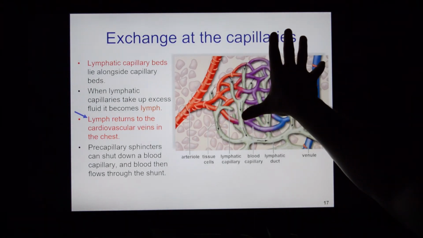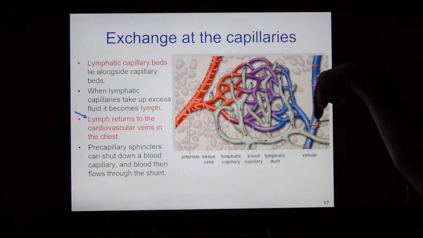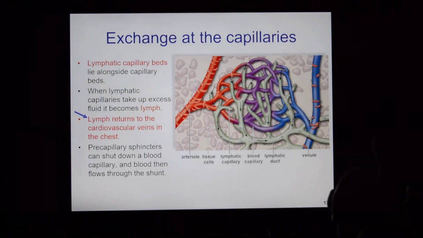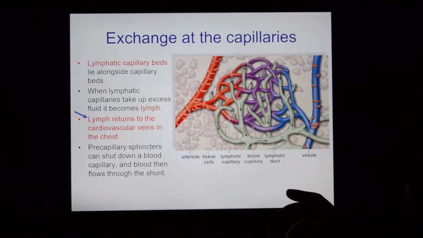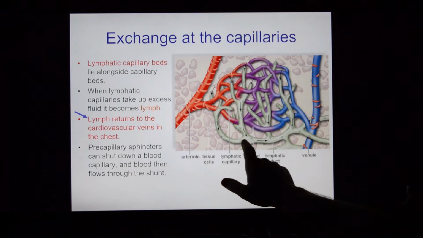And then most of that fluid, the plasma basically, comes back into the capillaries to go into the venule, into the vein, and then back to where it needs to be. But some fluid gets left behind. Every time your heart beats in a capillary bed, a little bit of fluid is left behind. And there's got to be a way to get that fluid back to the cardiovascular system, or you could have swelling and edema. So the way that we do this is we have the lymphatic system.